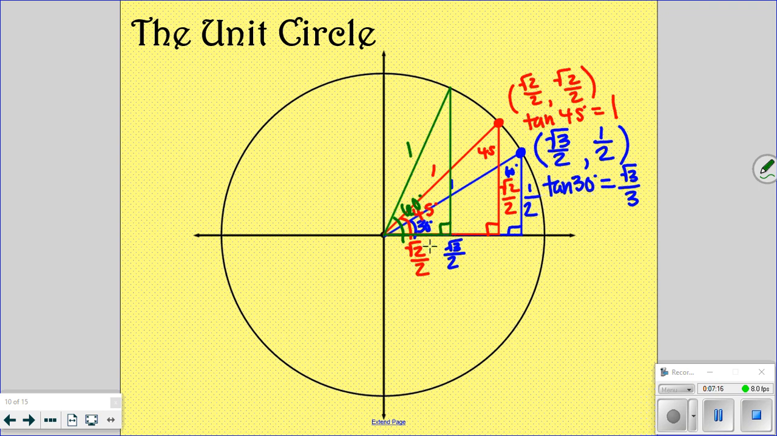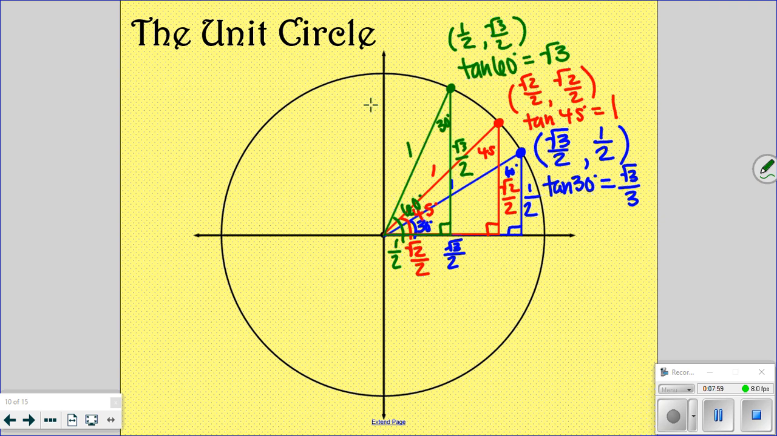So this side length here is normally a 1. So we divided our hypotenuse in half, so 1 over 2. And then this side length is normally the square root of 3. So we're going to divide by 2 there. And that's our 30-degree angle. So this point right here is 1/2, comma, square root of 3 over 2. And the tangent of a 60-degree angle is going to be square root of 3 over 2 divided by 1/2, which is just square root of 3. Okay? So this gives us 1 value, 2, 3, 4, 5, 6, 7, 8, 9 values in the first quadrant.